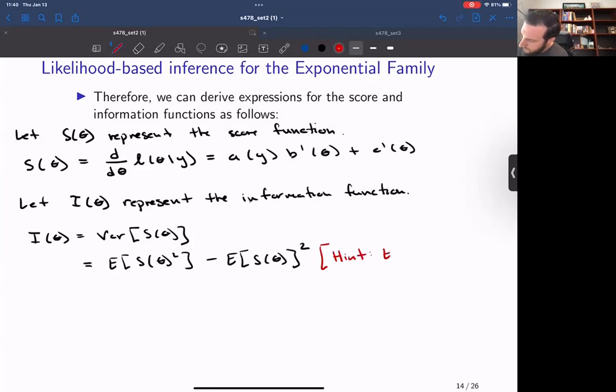Hint, the expected value of S theta is equal to 0. This is going to be something I'm going to ask you to prove on the second assignment, so I'm going to give it as a hint now. So if you want, you can start working on this right away. It's like a 2-line proof, and you can show that this is true very easily using the expression given above. Therefore, the information function is equal to the expected value of S theta squared.